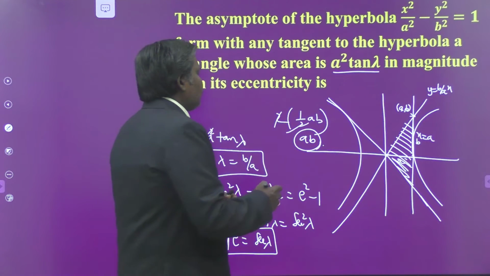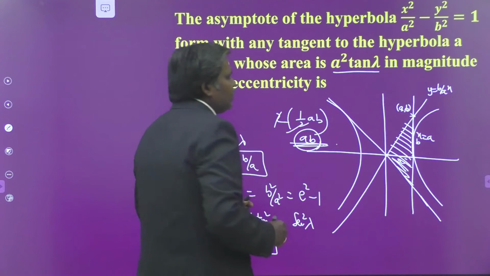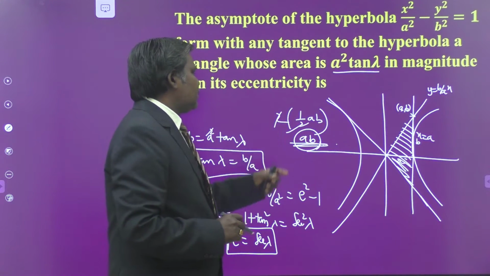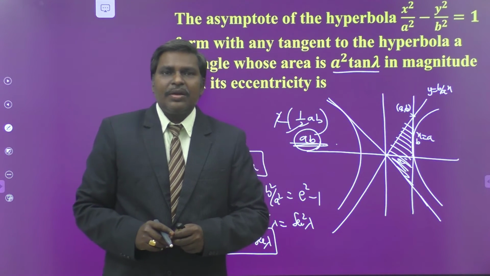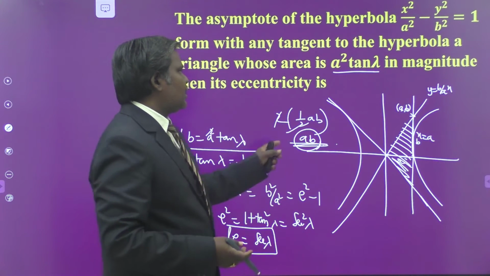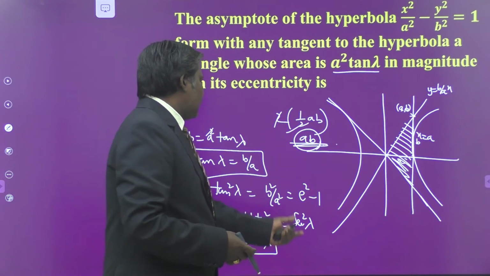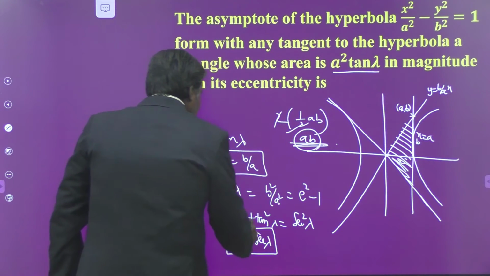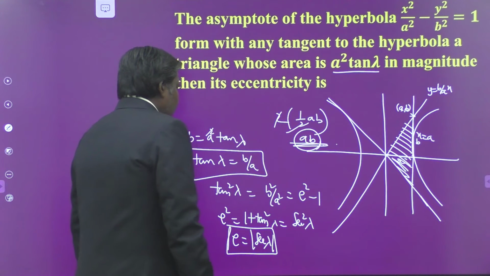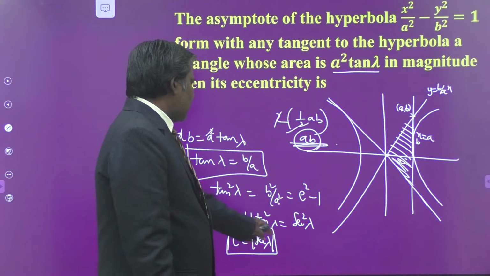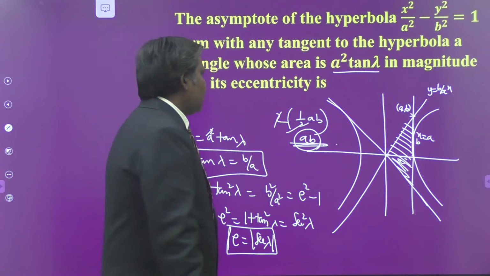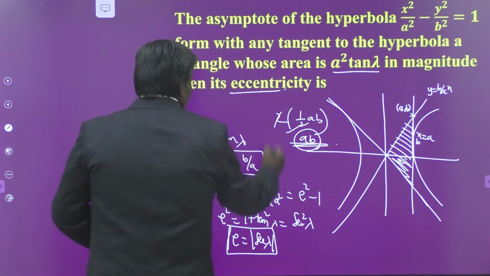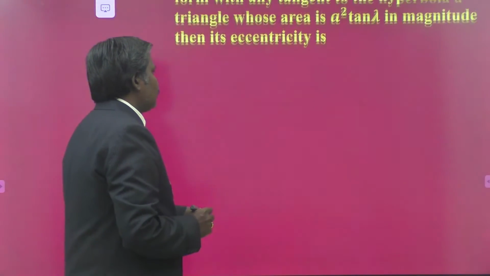So you have to remember that the area of the triangle formed by the asymptotes with any tangent is a into b. That is the length of the semi-transverse axis into the length of the semi-conjugate axis. You just equate that ab to your a square tan lambda. You can easily crack this eccentricity as secant lambda. So eccentricity is always positive. That is a modulus of secant lambda. It is always more than 1. Understand? Okay. So your eccentricity is mod secant lambda. Next question.